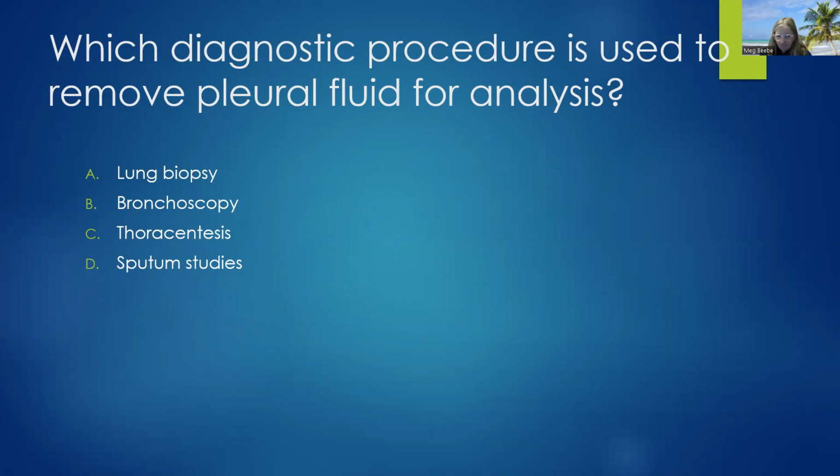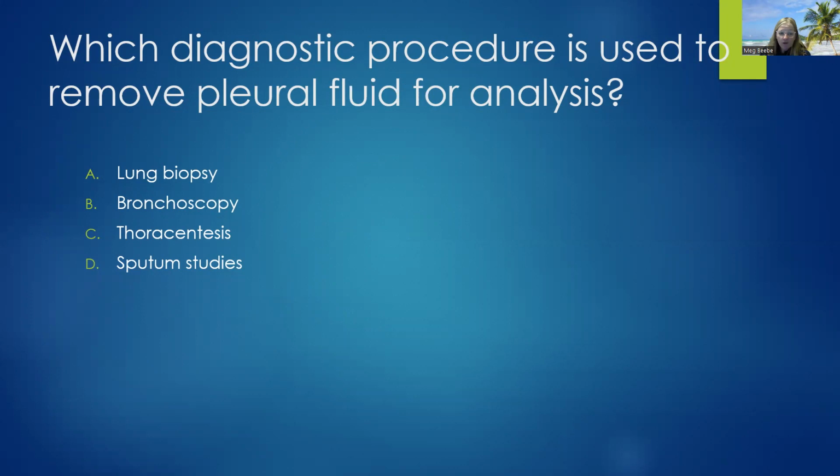What's a lung biopsy? Well, a lung biopsy allows for a small piece of lung tissue to be removed and analyzed under a microscope. So that is not the correct answer. Let's talk about B, a bronchoscopy. This will allow for direct visualization of the respiratory tract down to the level of the second bronchi. So that is not our description up here.